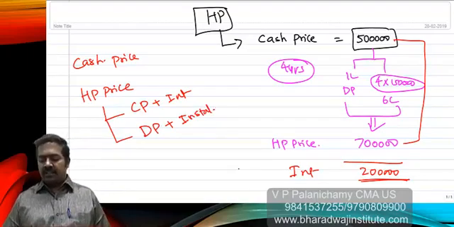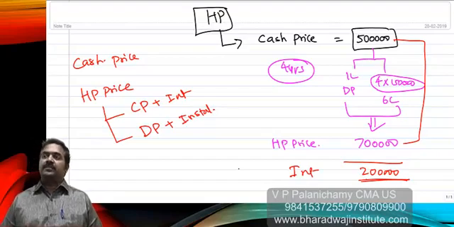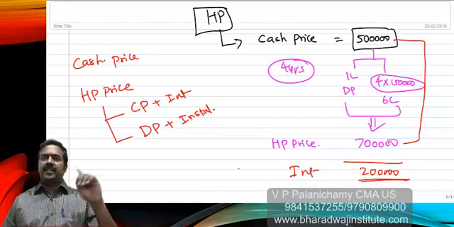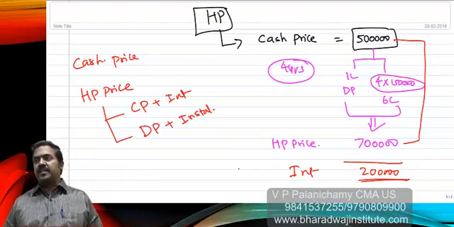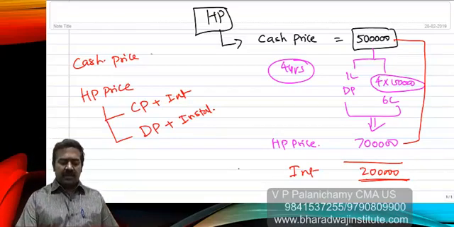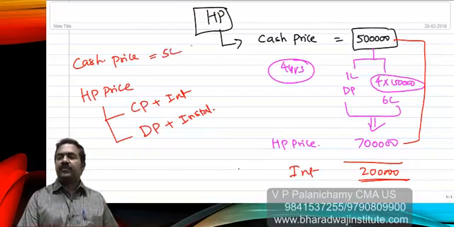Clear? How to get this hire purchase price? Cash price, if interest rate is given, add the interest, you will get what? Hire purchase price. Or down payment plus what? Total of all the installments paid will give us what? Hire purchase price. Now listen, what is the cash price in this example I told you? 5 lakhs. What is the hire purchase price in this example?